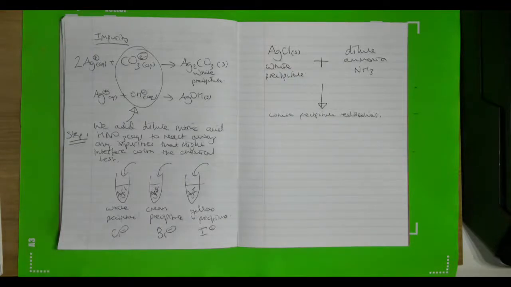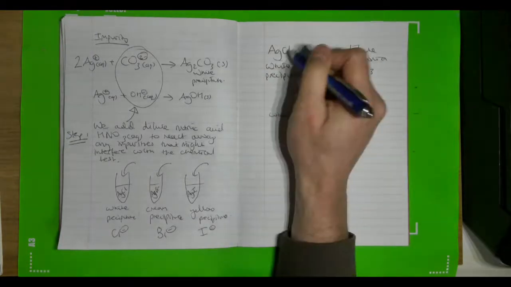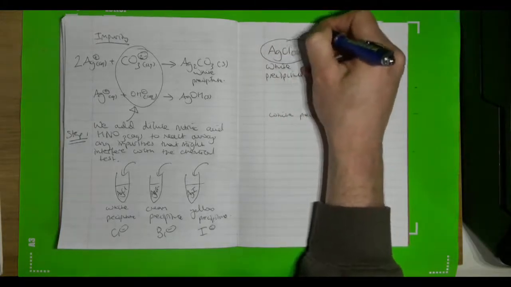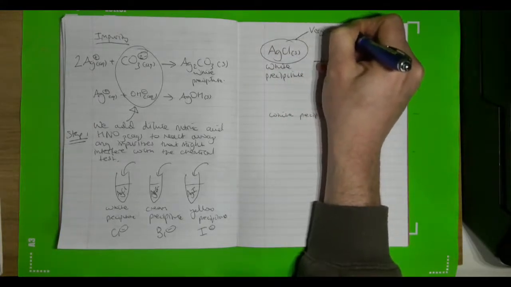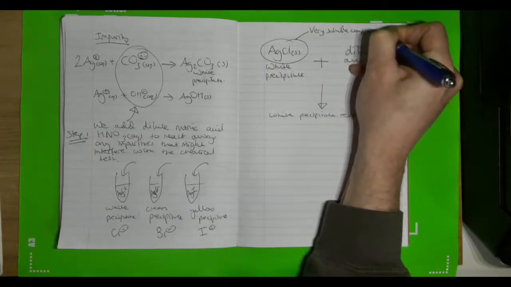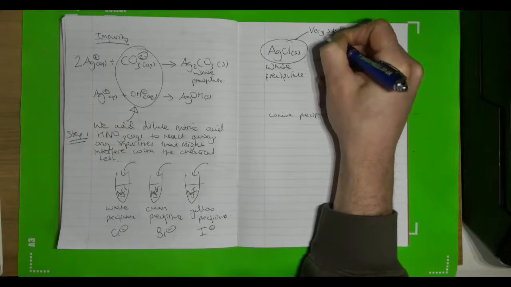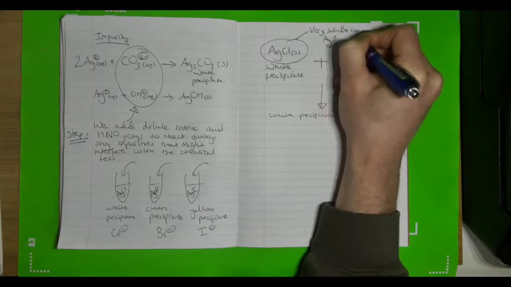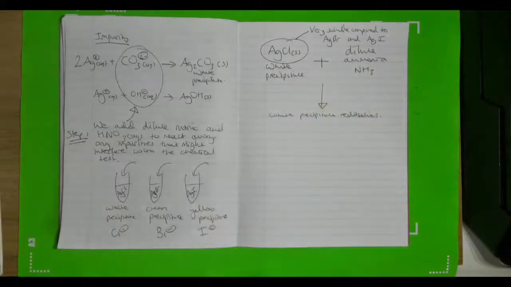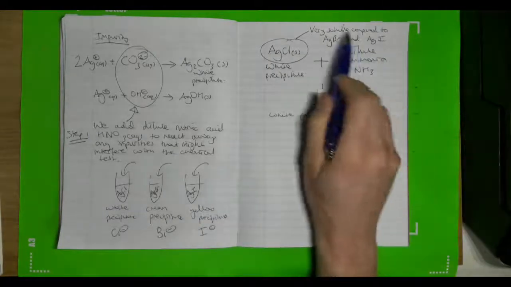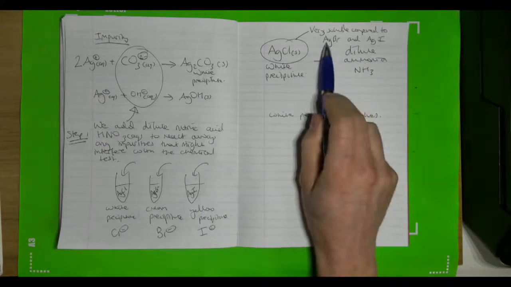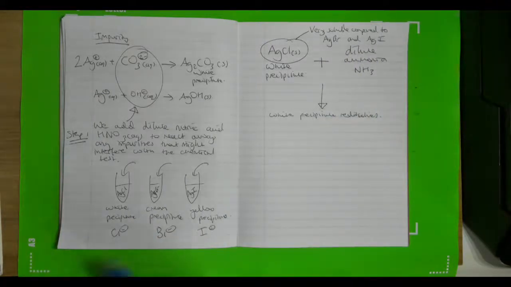And that is because silver chloride is very soluble in ammonia compared to silver bromide and silver iodide. It's still not soluble in water, just water, but it's very soluble in ammonia, compared to silver bromide and silver iodide.